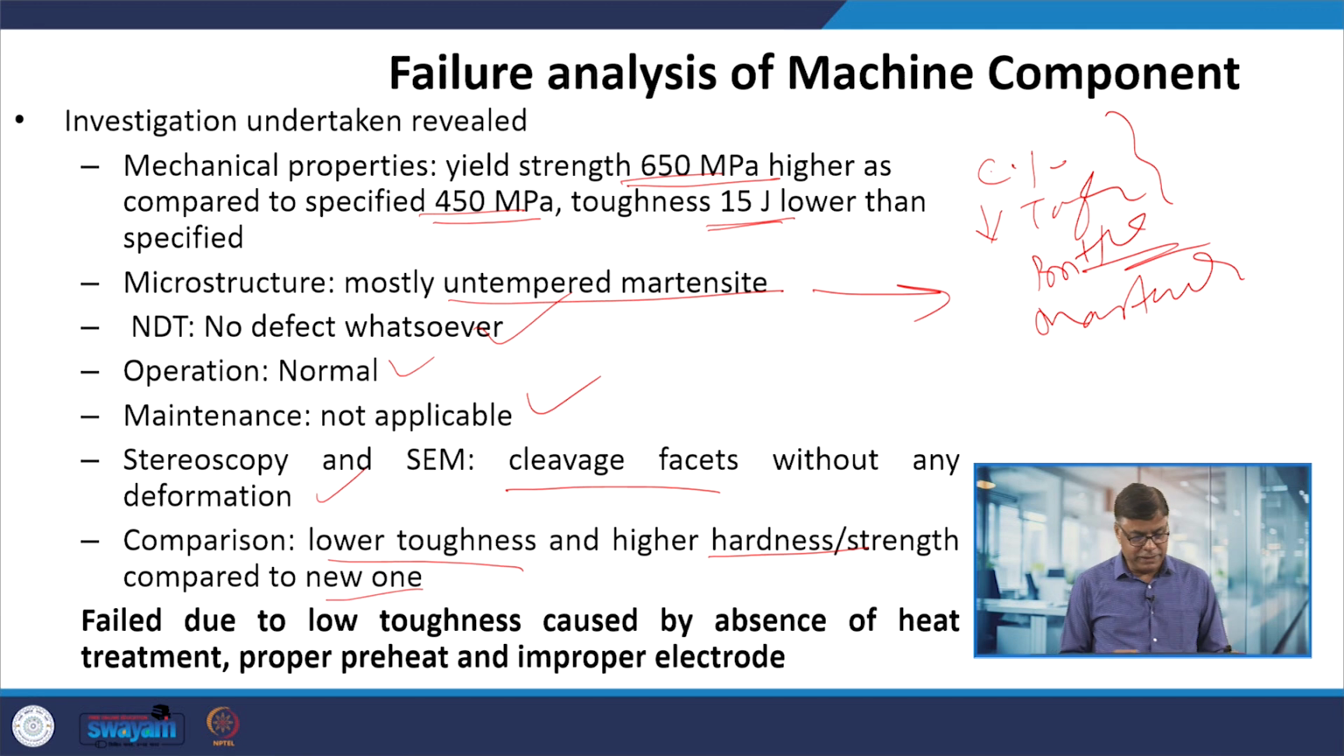So, it was concluded that the failure occurred due to the low toughness under the impact condition, caused by the absence of suitable heat treatment. If the weld joint was tempered, meaning subjected to heat treatment, then it would have tempered martensite with reasonably good toughness, and it would have shown some indications of plastic deformation in the fracture. So, the absence of proper heat treatment, proper preheat and improper electrode, as indicated by the weld metal composition showing higher carbon content than the recommended one. So, that is all. Now, I will summarize this presentation.